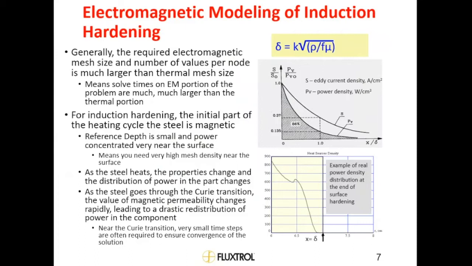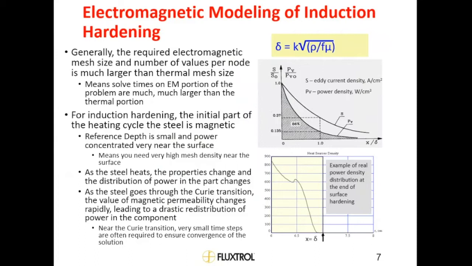Now, that reference depth changes during a typical induction hardening process. So the formula is that it's equal to a constant times the square root of resistivity divided by the frequency and the magnetic permeability. So that's how we're able to control the heating depth, by manipulating the frequency. But when the part starts, it generally has a relatively low electrical resistivity and high magnetic permeability. So generally the heat is concentrated very near the surface.